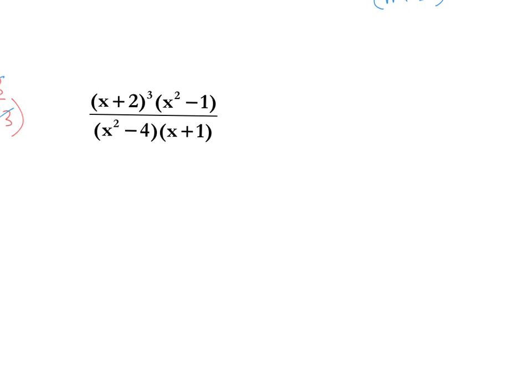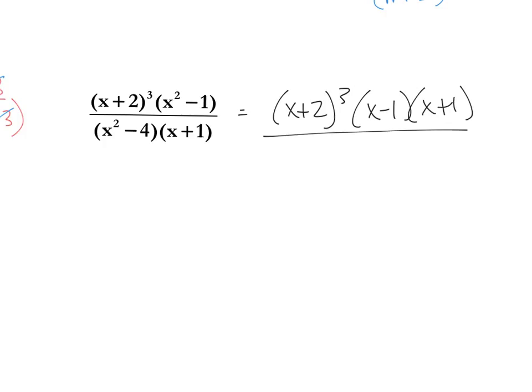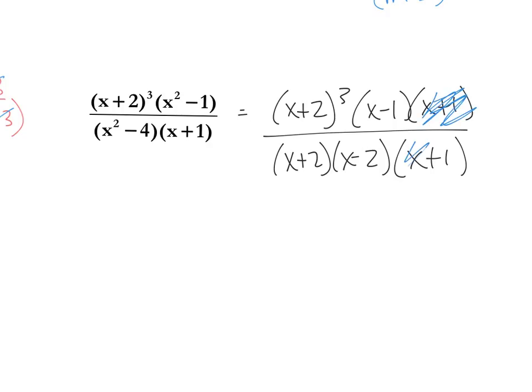What we have here is a little bit of factoring to do. I know I can factor this because it's a perfect square trinomial, and this is also a perfect square trinomial. So what this is going to look like is (x + 2)^3, (x - 1), (x + 1), all in the numerator. And the denominator cancels: (x + 2), (x - 2), and (x + 1). You can see stuff that cancels. The (x + 1)'s are gone.